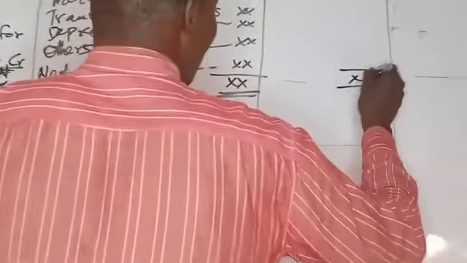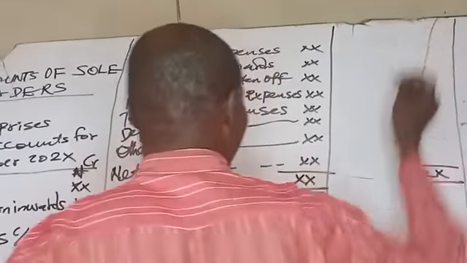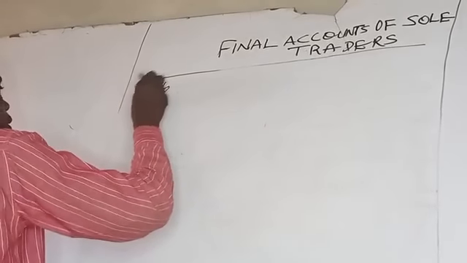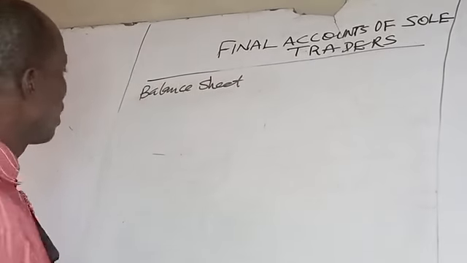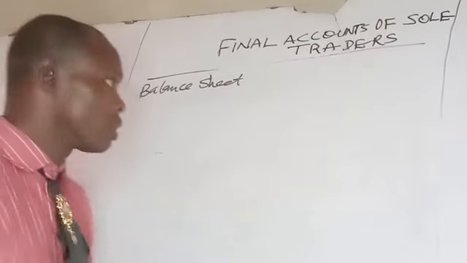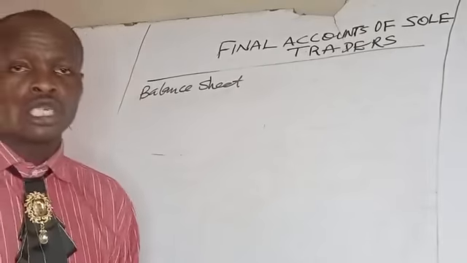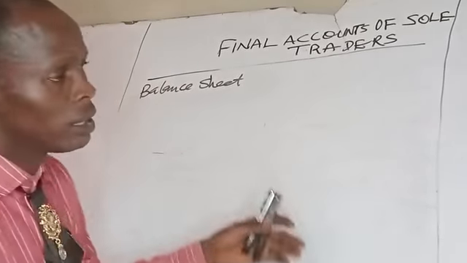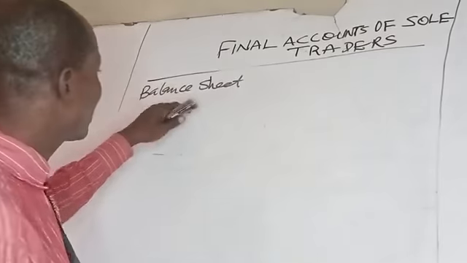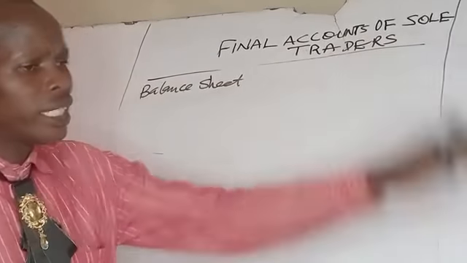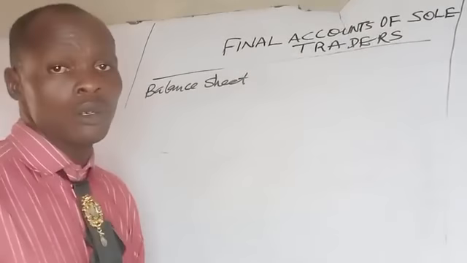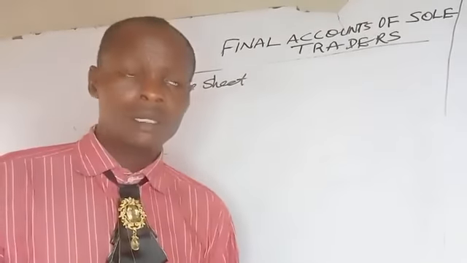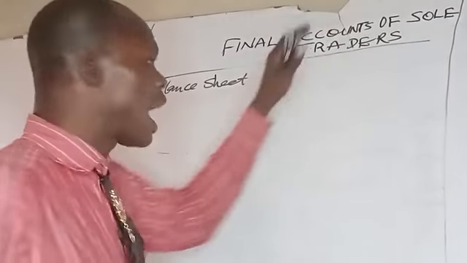Then you close your accounts. Balance sheet. Balance sheet is a statement that shows the financial position of the business as at a particular date. A statement that shows the financial position of the business as at a particular date.